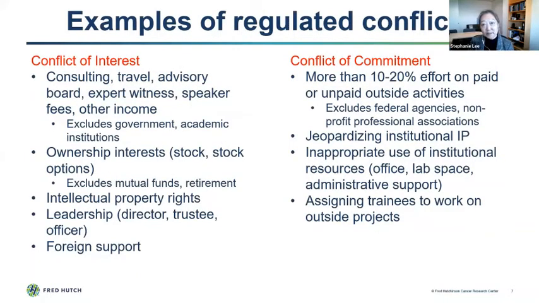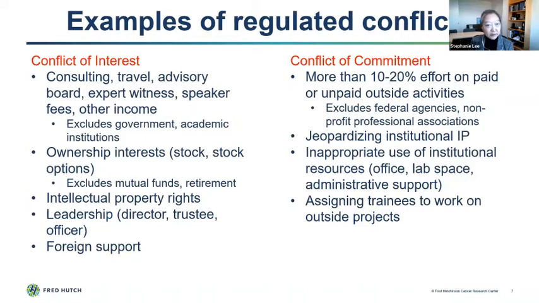So here are some examples of regulated conflicts. So these are recognized conflicts that you have to report and that everybody sort of understands. In terms of conflict of interest, it would include things such as payment for consulting, for travel, advisory boards, expert witness, speaker fees, and other income. It specifically excludes government and academic institutions. So if you serve on an NIH study section or you go to another institution and give grand rounds, that actually does not count.